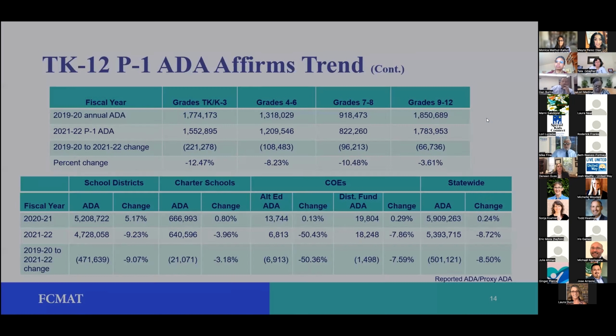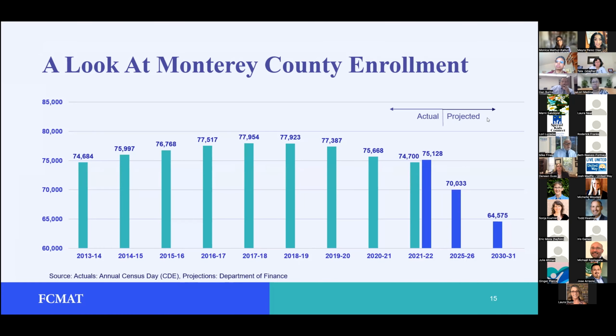Okay. I'm going to shift back now to enrollment, and these last few charts are Monterey County specific, as opposed to statewide. I threw these in, not sure where you're going to go with your conversation. So you can see your history and you can see what the projections are. What's interesting is 21-22, this school year, you were projected at 75,128. You actually came in at 74,700. So you actually lost more kids this fall than what the State Department of Finance's projection was as a county.